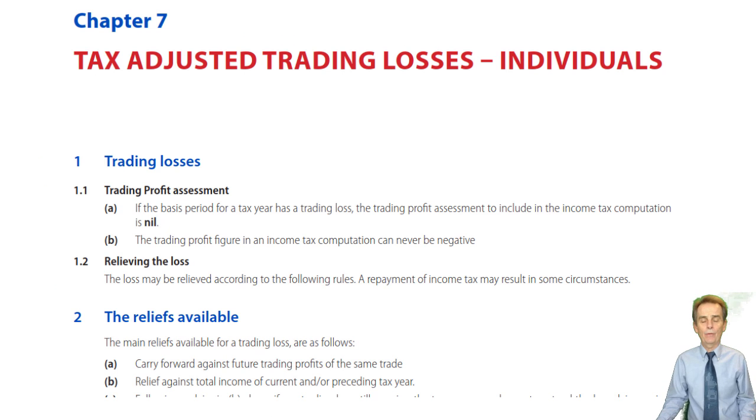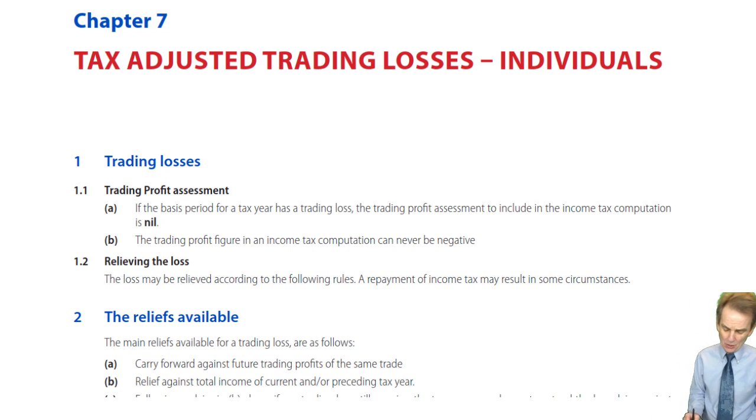Up until now, we've only made references to the fact that, of course, an unincorporated trade, at the moment for us just sole traders, may sustain a trading loss rather than a tax-adjusted trading profit. In which case, what do we know about that? Well, as we see in the introduction here to Chapter 7, the chapter that will deal with the detail of trading losses, the things that we do know.